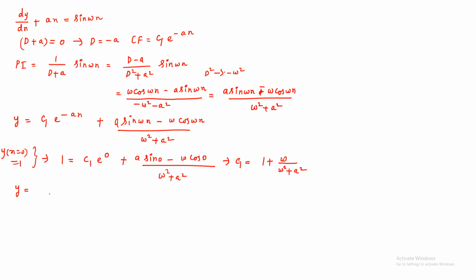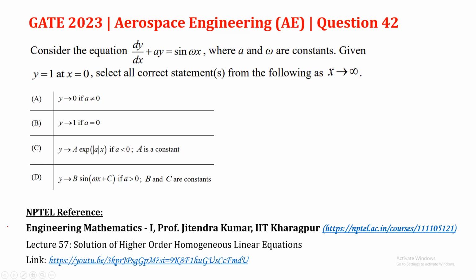Then our y becomes (1 + ω/(ω² + a²)) e^(-ax) plus (a sin(ωx) minus ω cos(ωx)) over (ω² + a²). Okay, first let's go to the options.